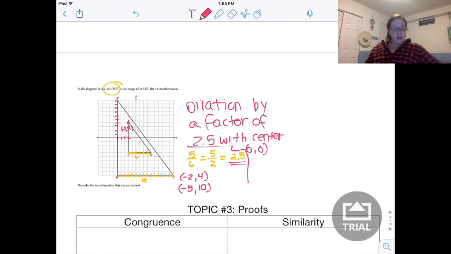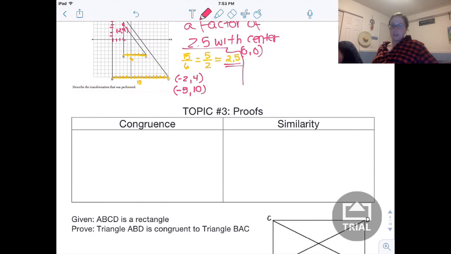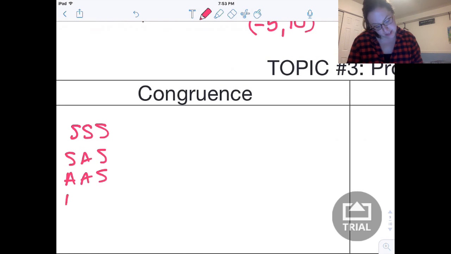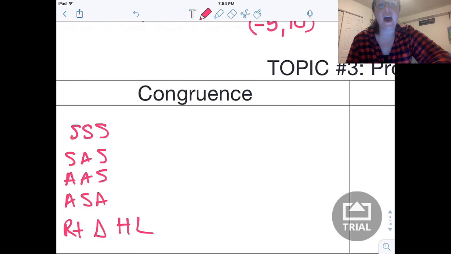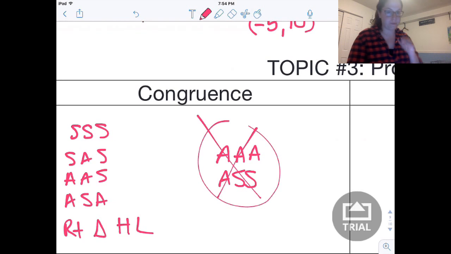I'm going to briefly go through the theorems we know for proofs, and then I'll answer any questions that we have on those, okay? Okay, so proofs. We have congruence and similarity. Congruence, we have 5 congruence theorems: side, side, side; side, angle, side; angle, side, angle; angle, angle, side; and right triangle HL. The ones that do not work, the no bueno, not our friends, are angle, angle, angle, and angle, side, side. Those are the no-goes, the ones we don't want.